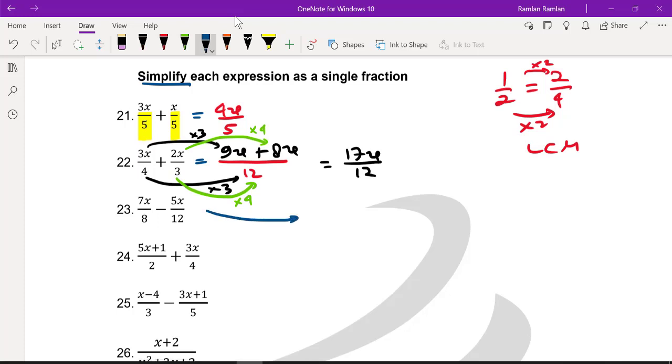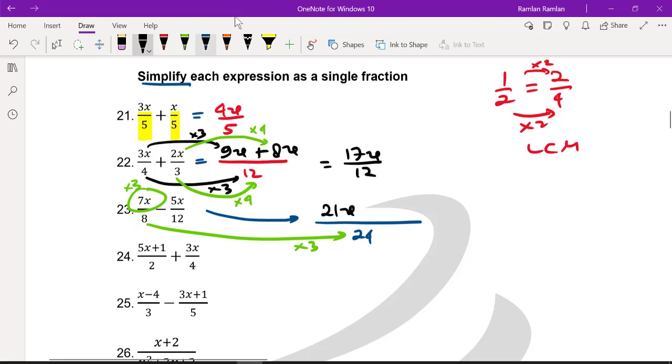Okay, now we have different denominators, right? So we need to make them the same because this is a subtraction. Now, what is the LCM of 8 and 12? That is 24. Okay, so make that 24 like that, right? You can see I'm going from 8 to 24, so I'm going to multiply by 3, and I also need to multiply the numerator by 3, and you'll get 21x.